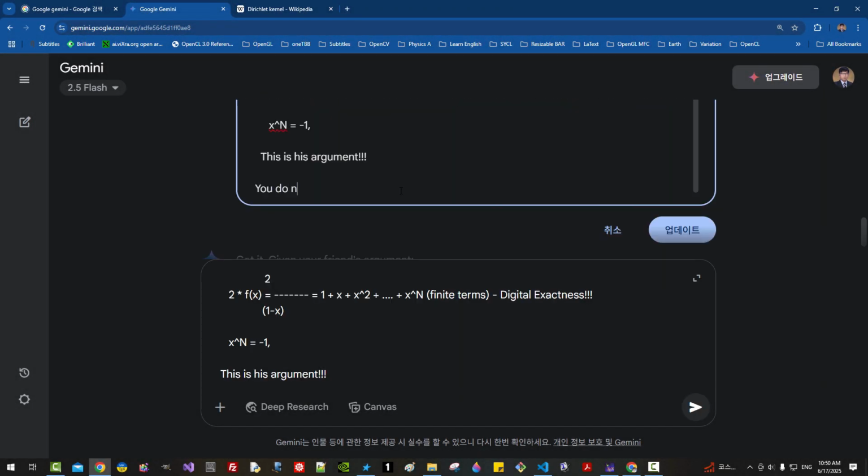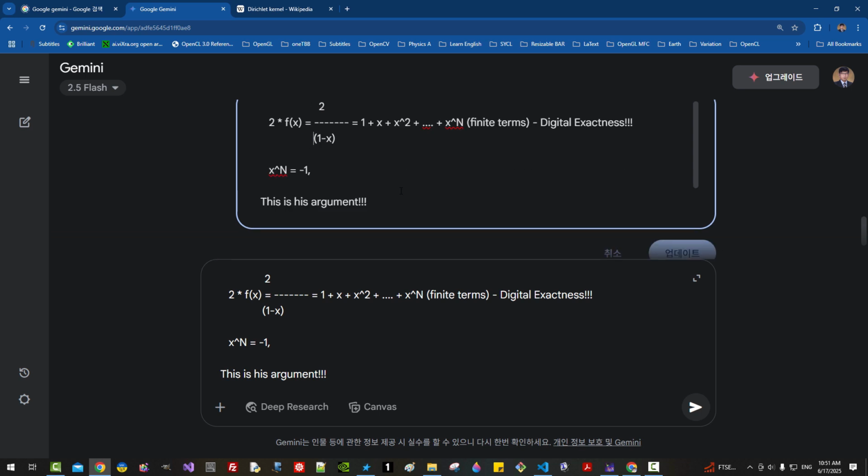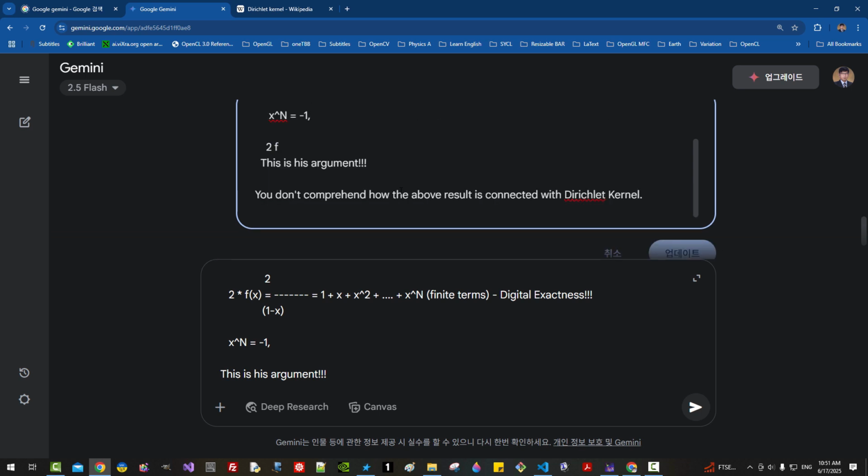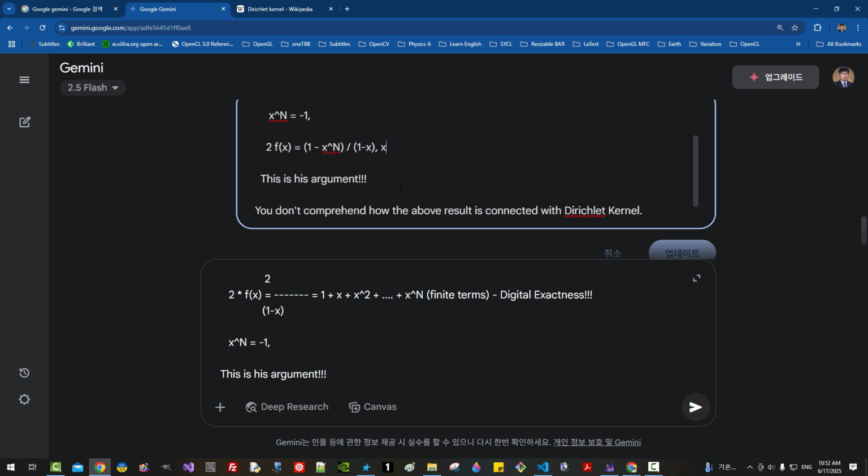You don't comprehend how the above result is connected with the Dirichlet kernel. I will give you more hint. 2 f(x) equals (1 - x^n) over (1 - x). x is the nth root of negative unity.